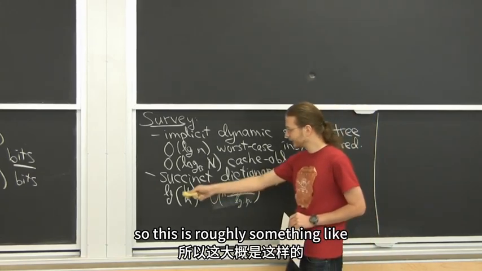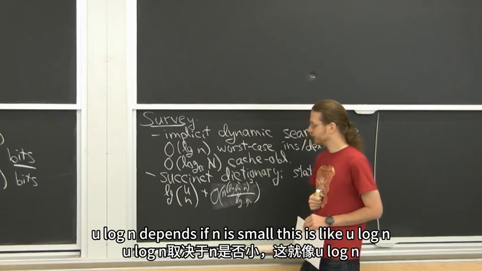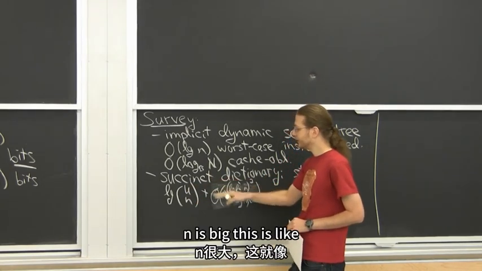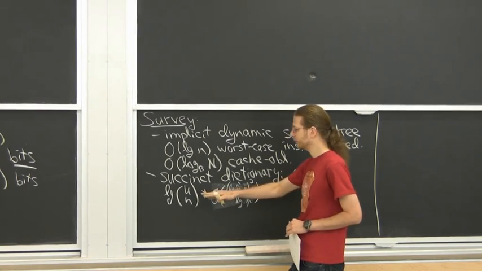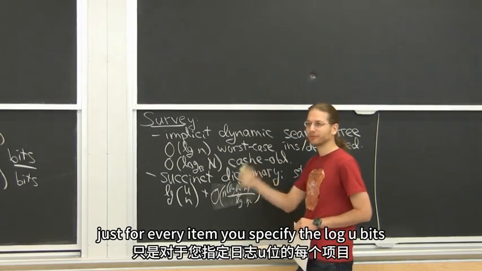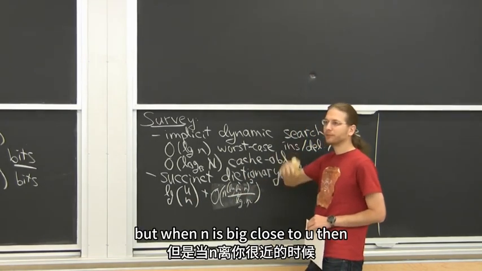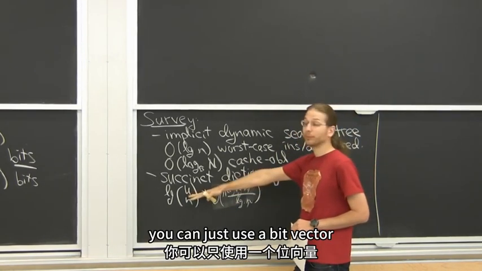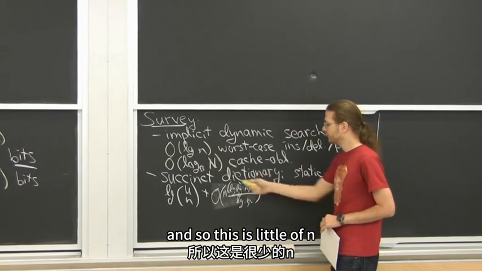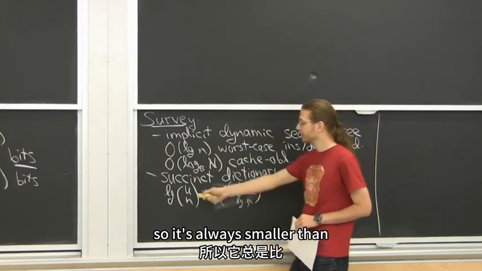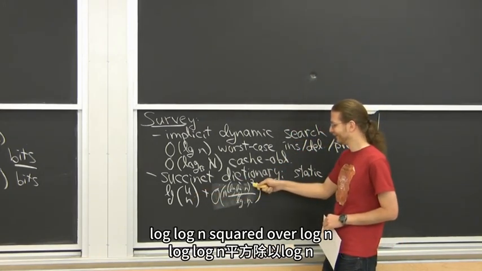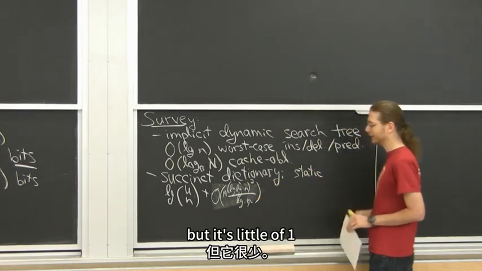This is slightly smaller, roughly something like u log n, depending. If n is small, this is like n log u, and if n is big, this is like u. You can always encode a dictionary using n log u bits: for every item, you specify the log u bits. But when n is big, close to u, you can just use a bit vector and use u bits. So this is little o of n, always smaller than whatever you're encoding over here. It's only slightly smaller, but it's little o of 1 relative to the main term.